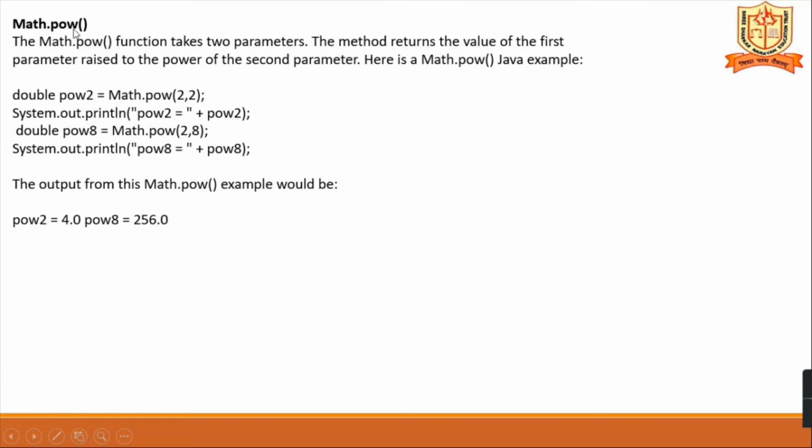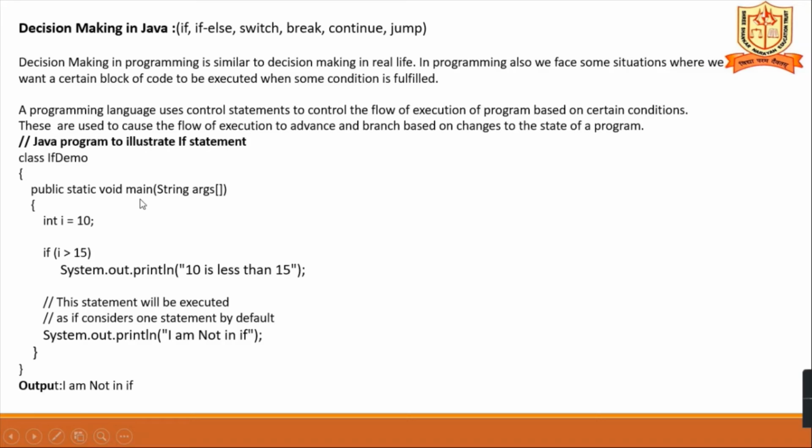And Math.pow, the power function. The power function takes two parameters. The method returns the value of the first parameter raised to the power of the second parameter. See here, Math.pow of 2, 2, that is 2 raised to 2, and 2 raised to 8. 2 raised to 2 means 4, 2 to the power 2. 2 raised to 8 means 256. So these are the functions of the Math class.